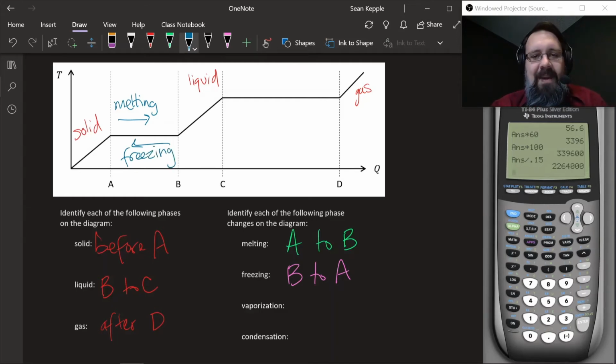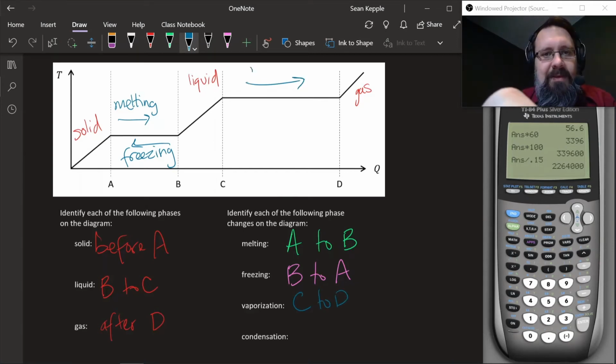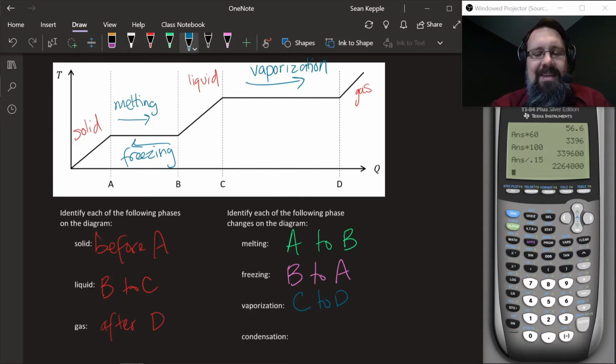Okay, the next phase change is vaporization or vaporizing, or sometimes we call it boiling. That's where you're turning a liquid into a vapor. So vaporizing is liquid into gas. So that's C to D. So C to D is vaporization. Now in British English, they actually use an S for the Z, so don't get confused with that. But since I'm American, I'm not going to do that because it just seems weird to me.